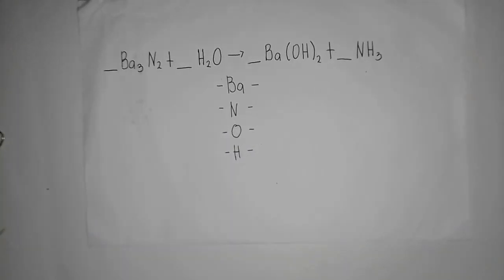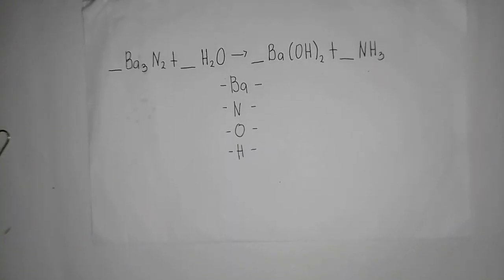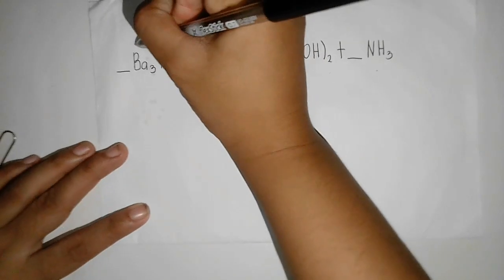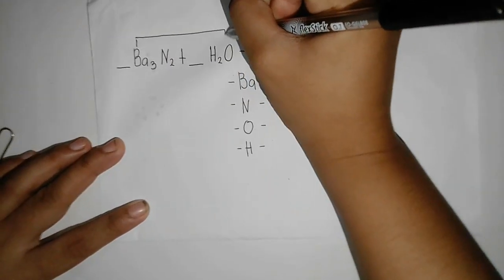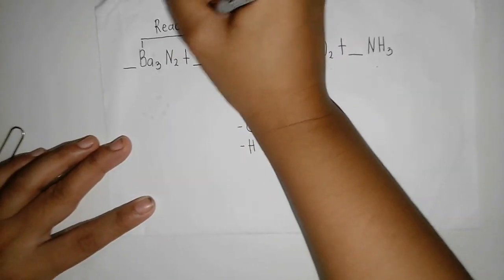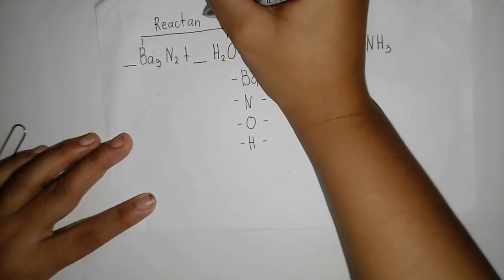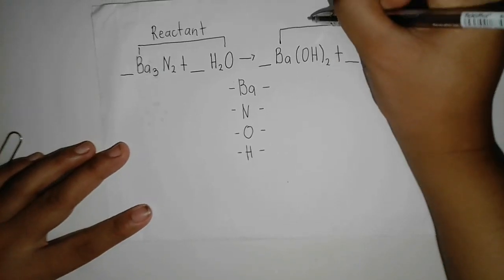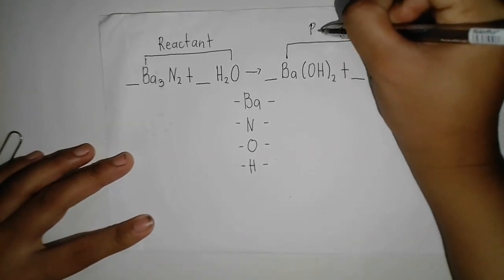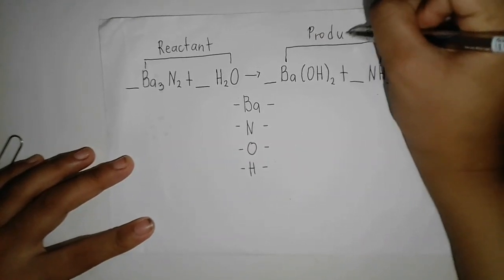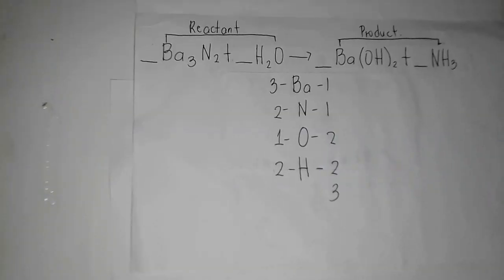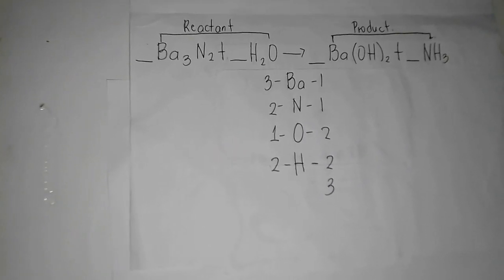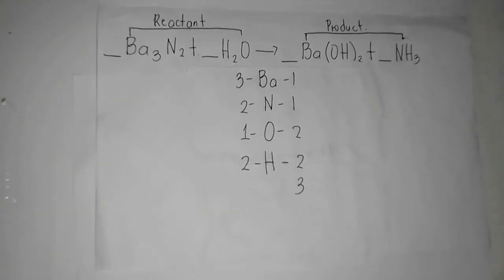The second rule states to write the formulas of the reactants on the left side and on the right side is the product. So basically, this is our reactant. And this one is our product. Let's proceed to the third rule, which states to count the total number of subscripts or the atoms of each element in the reactant and product.